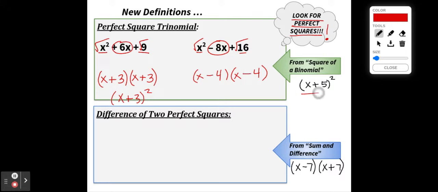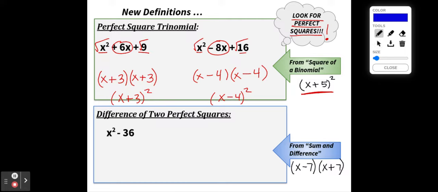Remember, it also comes from the square of a binomial. So they should be the same because this came from x minus 4 squared. You could write the factors either way. You could write it x minus 4 times x minus 4, or you could write it x minus 4 to the second power. Either way. Okay, so those were our perfect square trinomials, and we were able to factor them into a square of a binomial. Now let's take a look at our special cases down below here, the difference of two perfect squares. Now remember, this came from sum and difference.